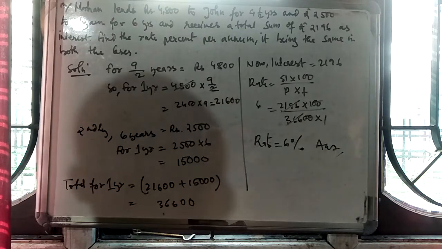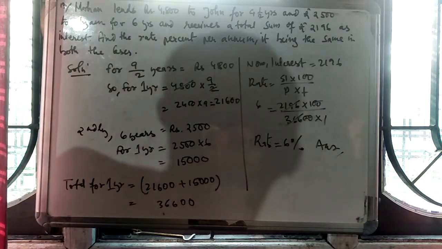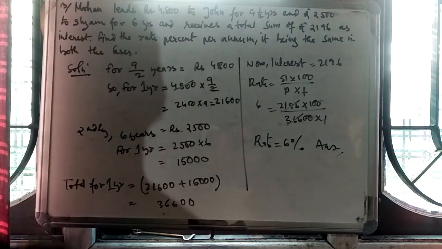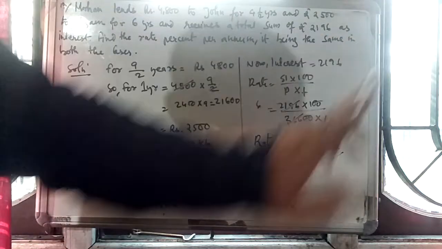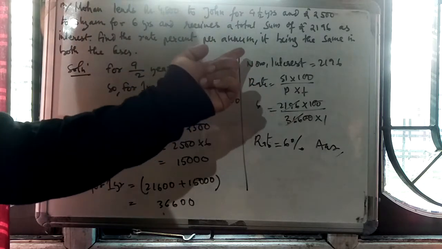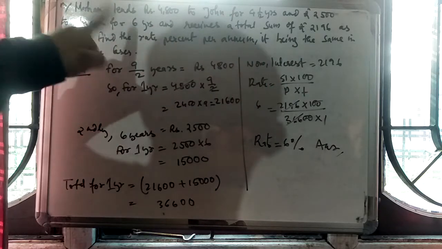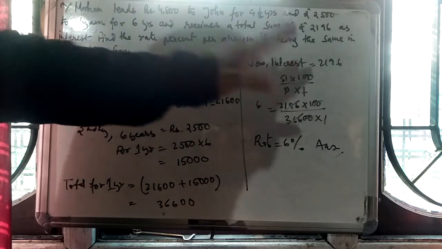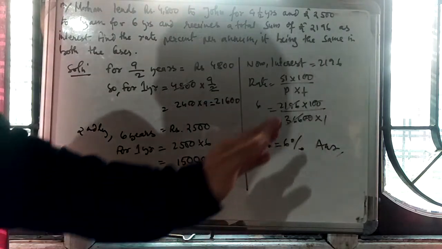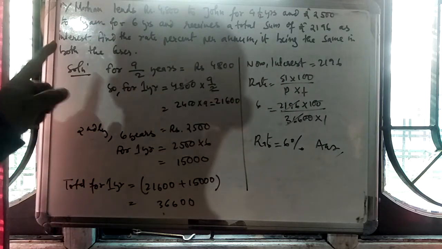Now the next question: Mohan lends rupees 4,800 to John for 4.5 years and rupees 2,500 to Shyam for 6 years, and receives a total sum of rupees 2196 as interest. So when Mohan lends to John for 4.5 years and to Shyam for 6 years, he receives 2196 as the total interest. Find the rate percent per annum, it being the same in both the cases.